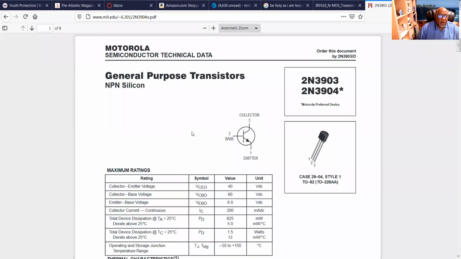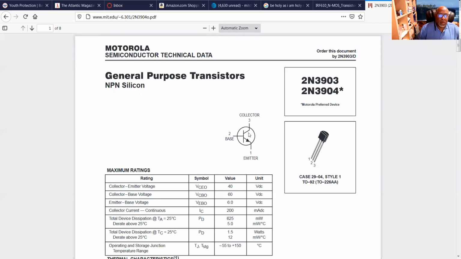Okay, so let's take a look at the data sheets for these transistors that we've been looking at. Let's see which one we have here. Okay, so this is the 3904 transistor.